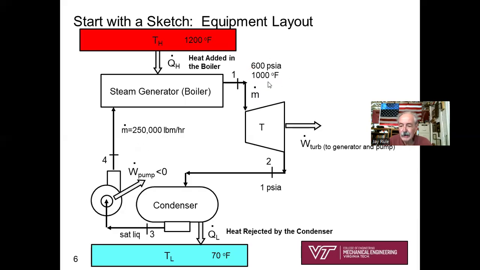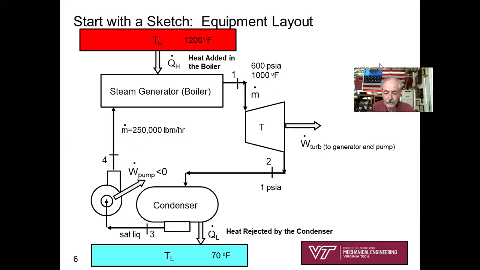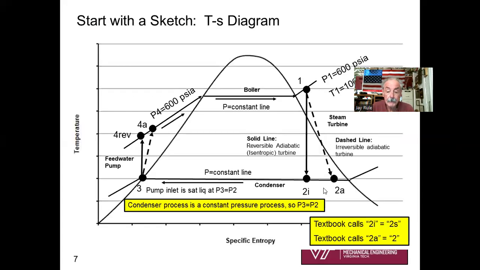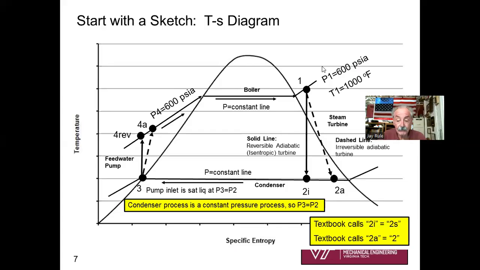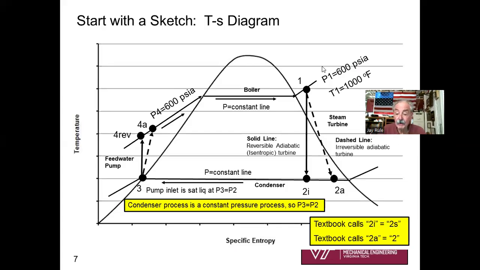We've got the throttle condition of the turbine, 600 psia and 1000 F. And, oh, the turbine outlet pressure, which is going to be the condenser operating pressure, 1 psia. That's all of the data we have. And our job is to do a full thermodynamic analysis of this cycle and then make some conclusions on irreversibility. TS diagram, that's going to be another important part of our sketch.